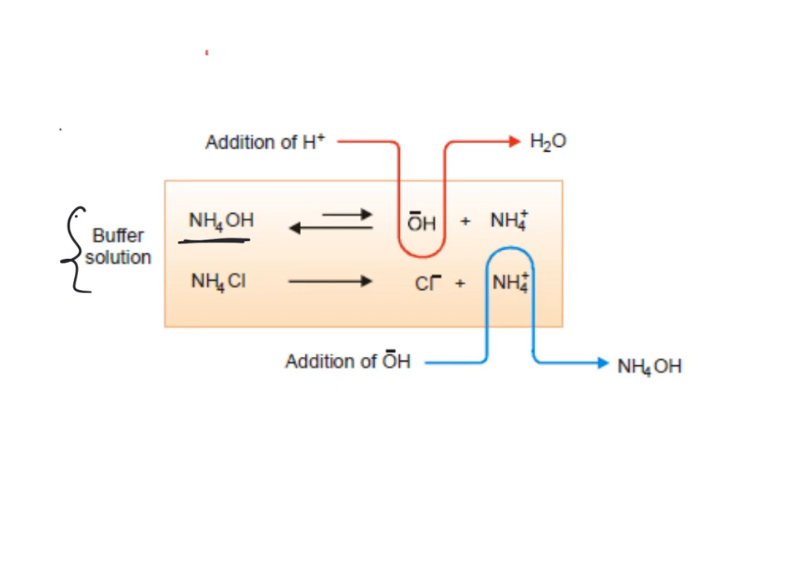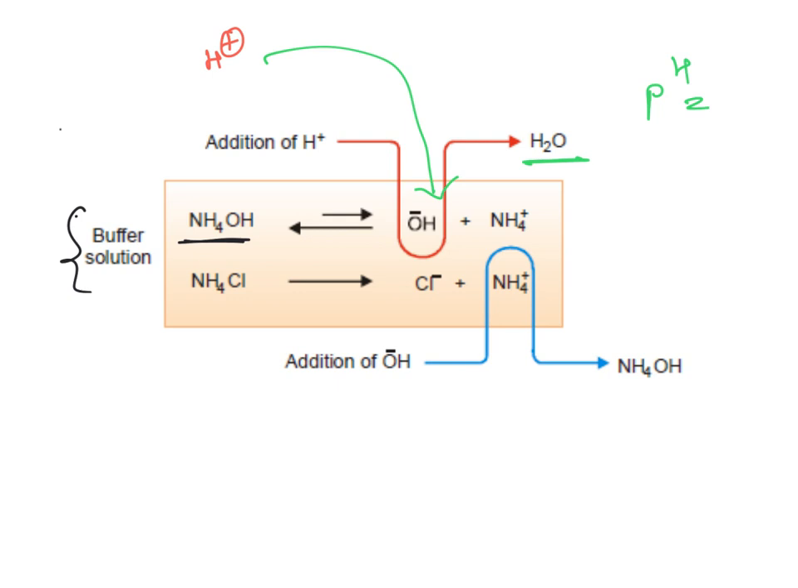Let's take the acid HCl, which generates H plus. What happens? H plus is abstracted by OH minus and converted into a water molecule. As a result, the pH of the solution remains approximately constant.